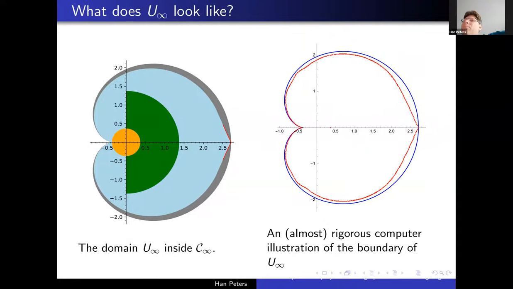So here's an almost rigorous computer illustration of what the domain actually looks like. In blue, you have the nice cardioid. And then in red is an approximation of the actual boundary, and it's correct. So it's close to the cardioid, but it's really not equal.